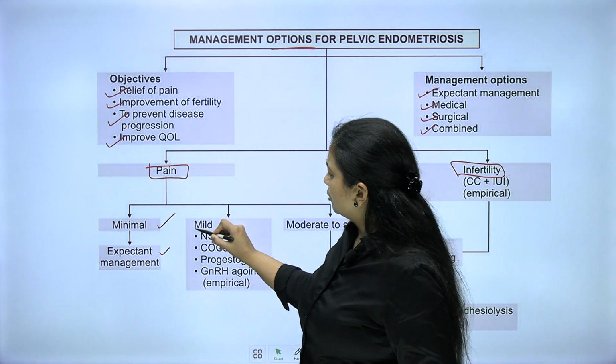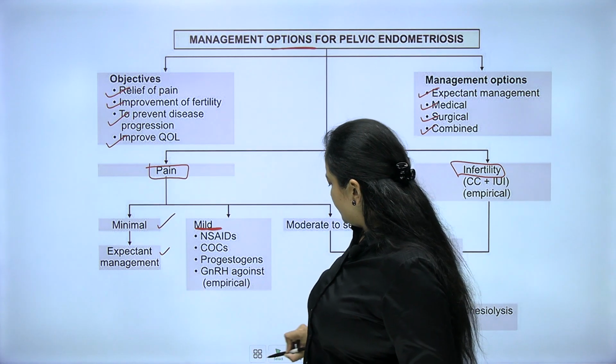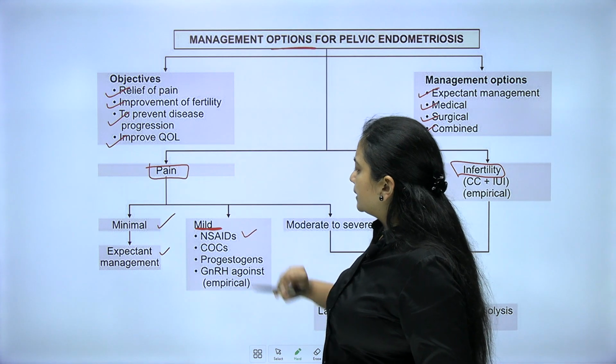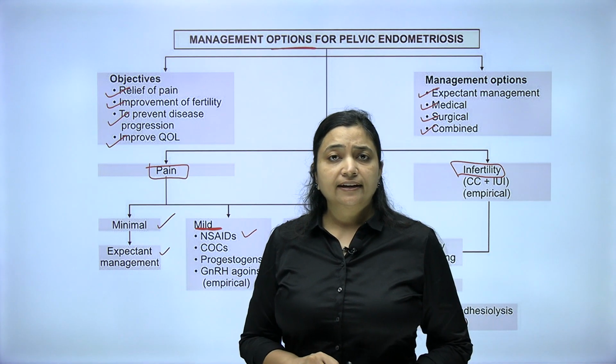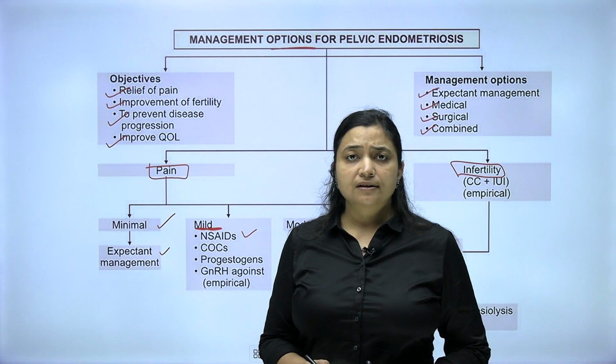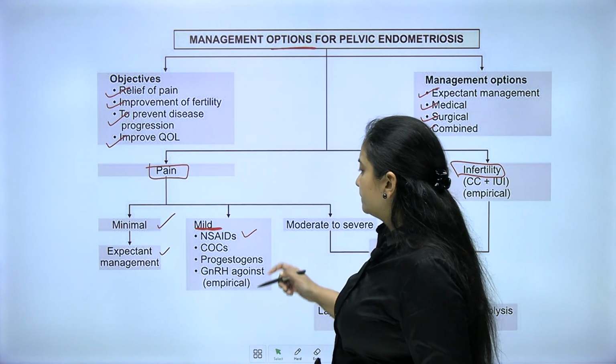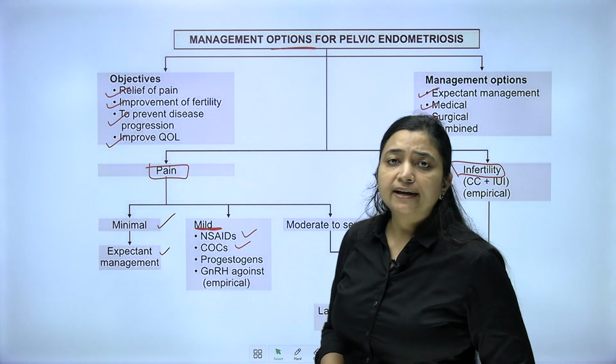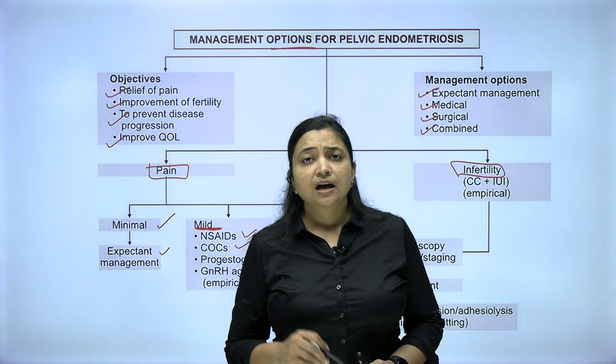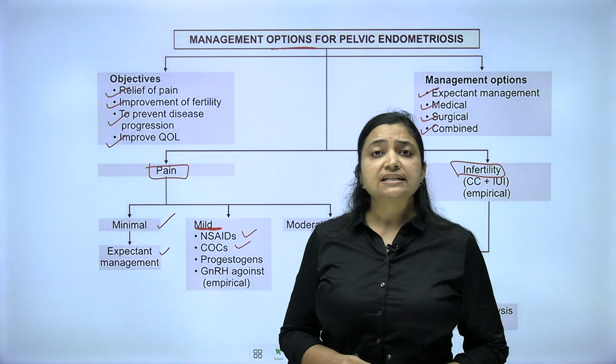But if she is complaining of mild pain which needs some treatment, we can offer painkillers, non-steroidal anti-inflammatory drugs. Simple painkillers, simple paracetamol, mefenamic acid, or a combination of both can help. COCs, that is combined oral contraceptive pills. A continuous course of COCs has helped.